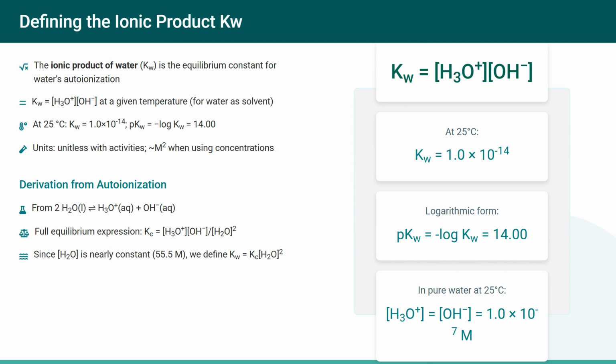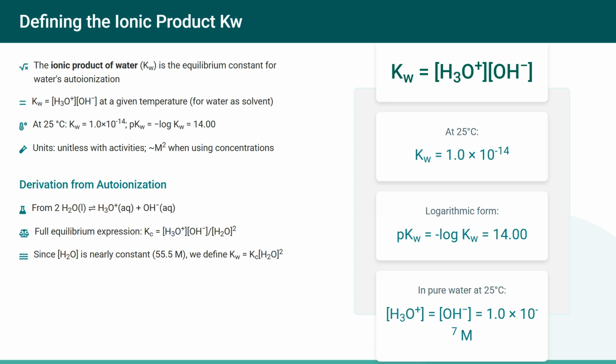The ionic product of water, Kw, is the equilibrium constant for water's autoionization. It's defined as Kw equals the concentration of H3O+ times the concentration of OH- at a given temperature. At 25 degrees Celsius, Kw equals 1.0 times 10 to the negative 14. Its logarithmic form, pKw, which is negative log of Kw, equals 14.00. In terms of units, it's technically unitless when using activities, but we often treat it as having units of molar squared when using concentrations.